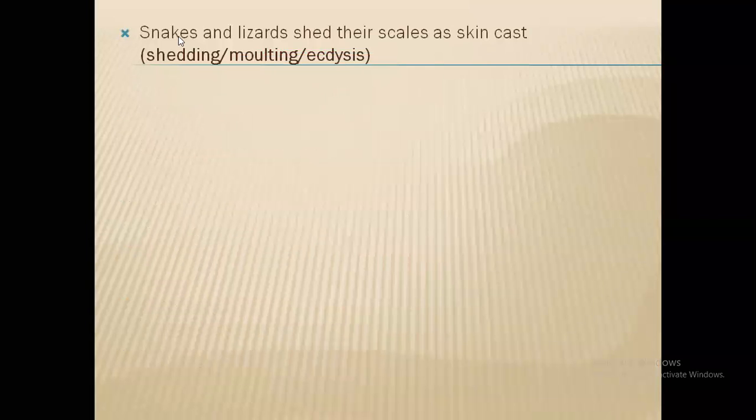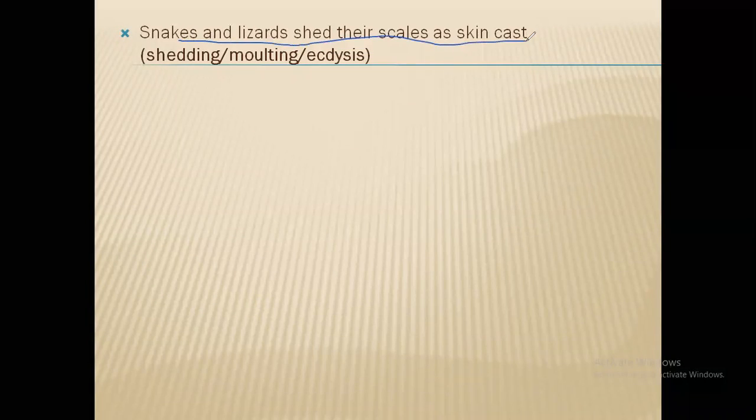Now the next point is the snakes and lizards shed their scales as skin cast, shedding, moulting, ecdysis. तो ये जो स्नेक्स या लिजर्ड्स होते हैं वो अपना आउटर स्किन डिस्कार्ड करते हैं टाइम टू टाइम, within 2-3 months they will change their skin and then a new layer of scales will develop below it. इसको बोला जाता है शेडिंग, माउल्टिंग या फिर इक्डाइसिस.